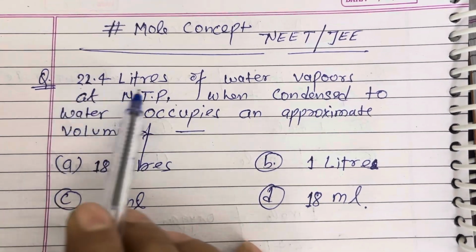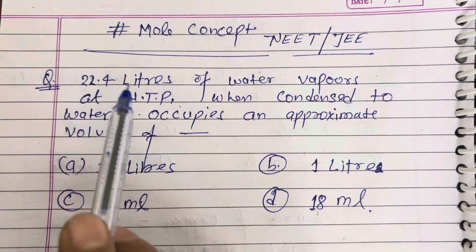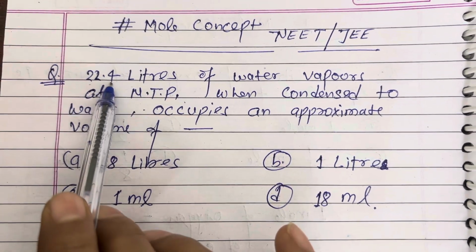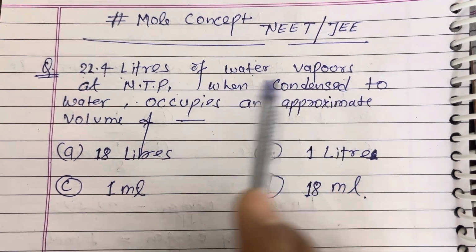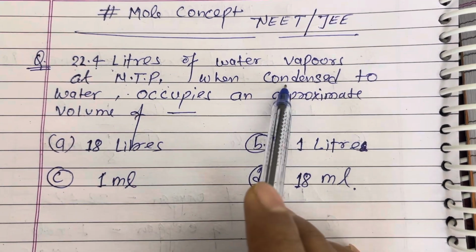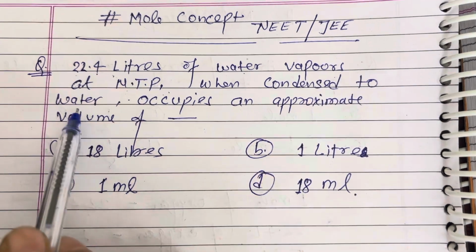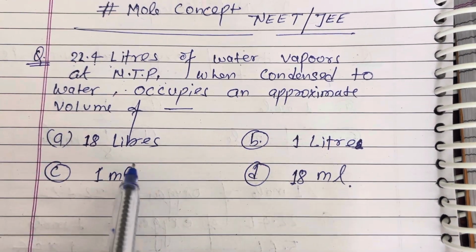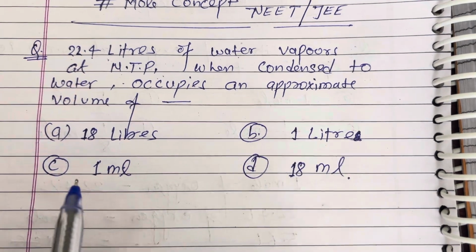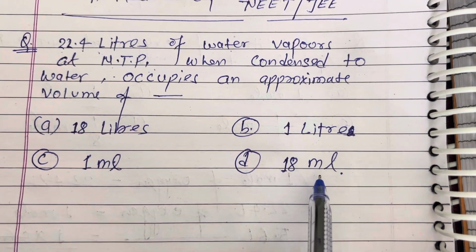Today we will solve one of the problems based on the mole concept. Let's see. 22.4 liters of water vapors at NTP when condensed to water occupies an approximate volume of: A, 18 liter; B, 1 liter; C, 1 milliliter; and D, 18 milliliter.